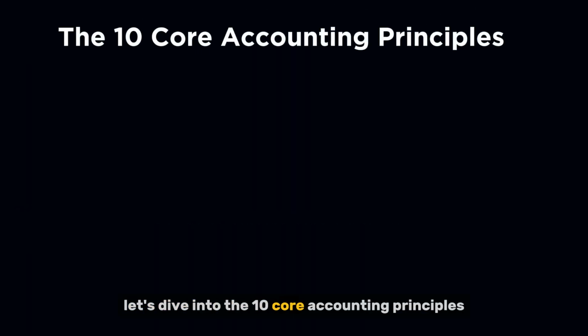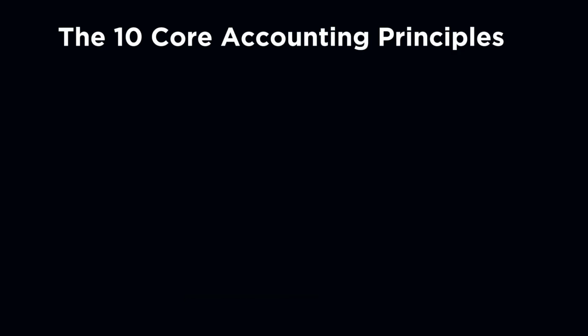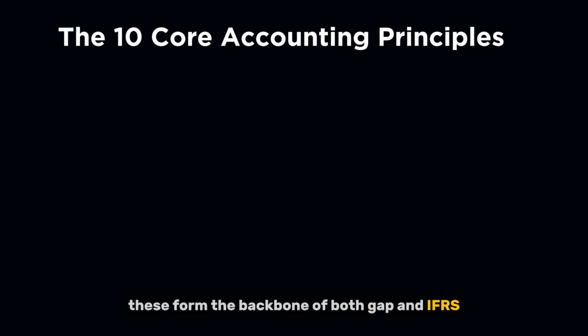they see. Let's dive into the 10 core accounting principles, the essential rules that keep financial records consistent, trustworthy, and comparable. These form the backbone of both GAAP and IFRS, and every accounting system builds on them.